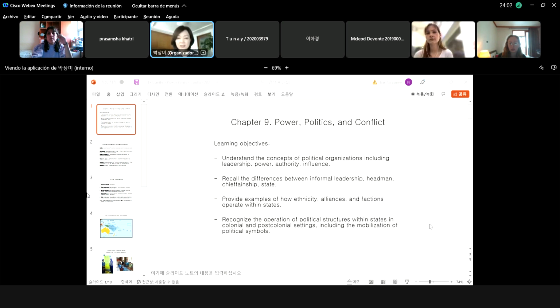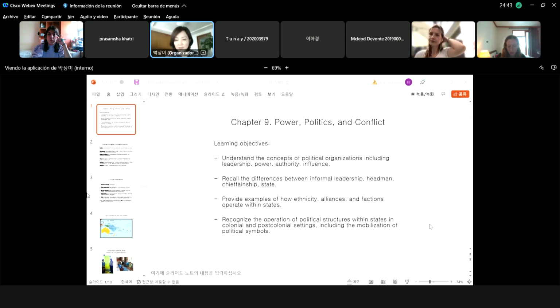Second objective is recall the differences between informal leadership, headman or big man, chieftainship, state. So we will learn about different political organizations. Again, we will learn one by one with examples. Provide examples of how ethnicity, alliances, and factions operate within states. We will learn about how these topics or issues are related with the political aspect of our culture and society.